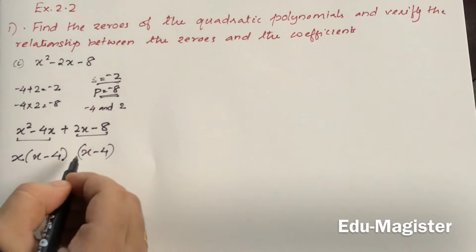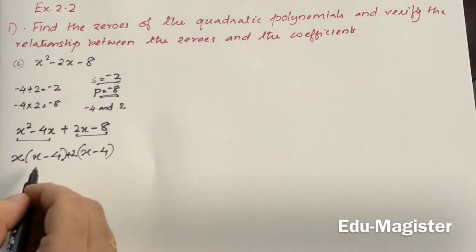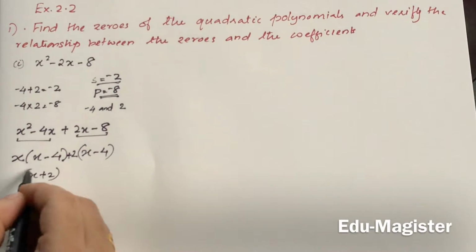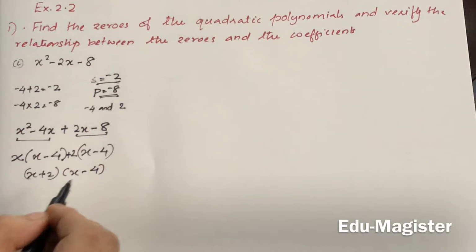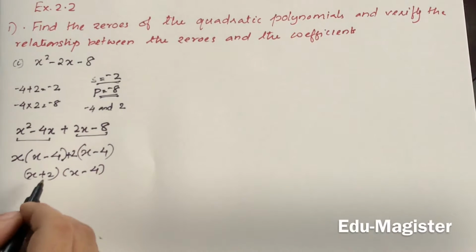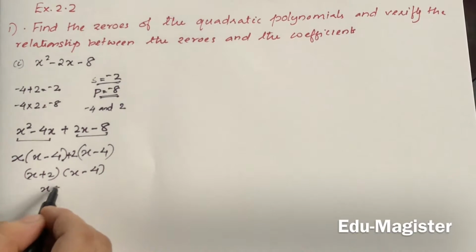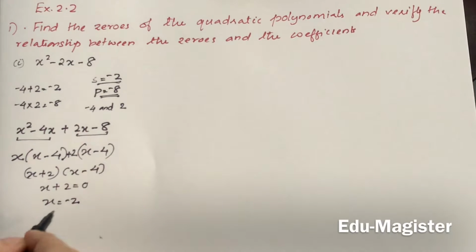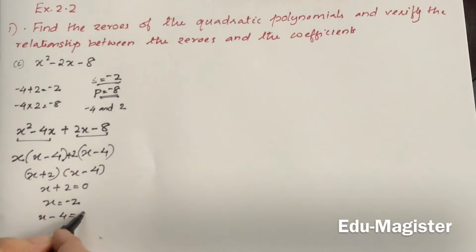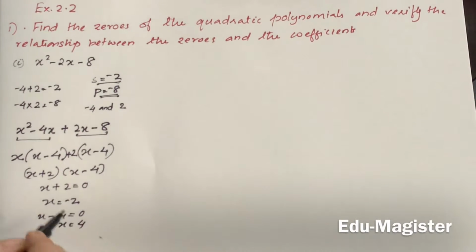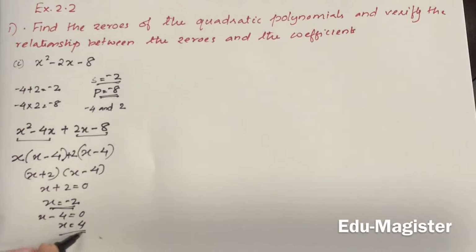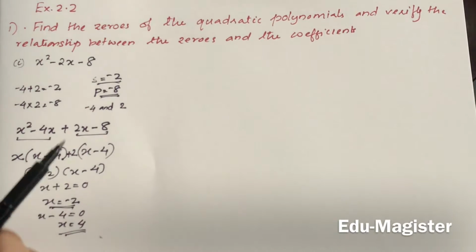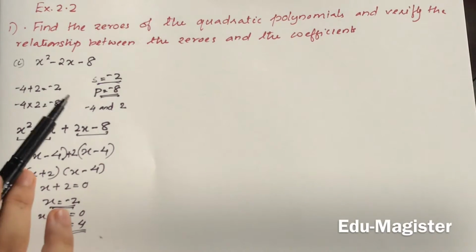What is remaining? Plus 2, right? So you can write this as x plus 2 into x minus 4. Now how do we find the zeros? Equate both of it to 0. So x plus 2 is equal to 0, giving x is equal to minus 2, and x minus 4 is equal to 0, giving x is equal to 4. So minus 2 and 4 are the zeros of this given quadratic polynomial.